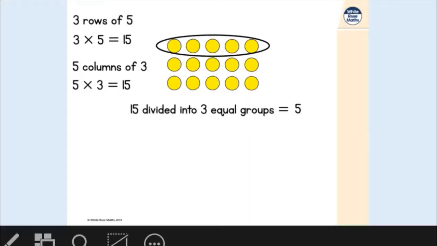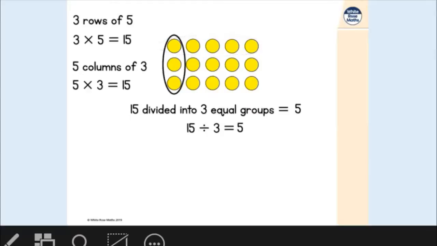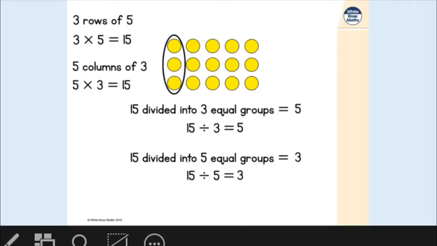How would we write that as a number sentence? 15 divided by 3 is equal to 5. How about down the columns? So this time the columns divide 15 into 5 equal groups, don't they? Because we've got 5 columns. So 15 divided into 5 equal groups, how many is in one group? 3. 15 divided by 5 is equal to 3.